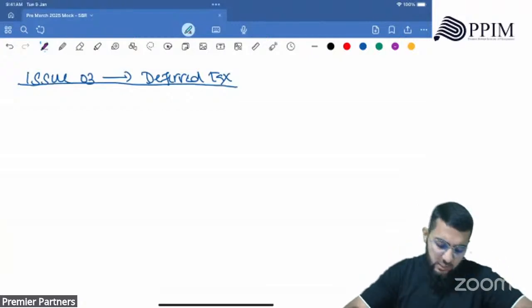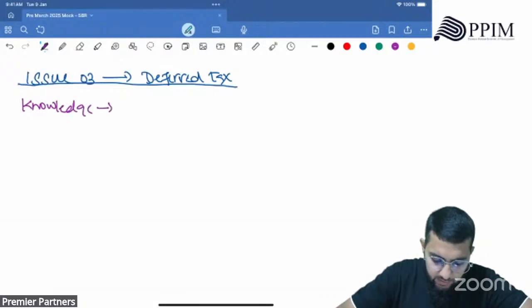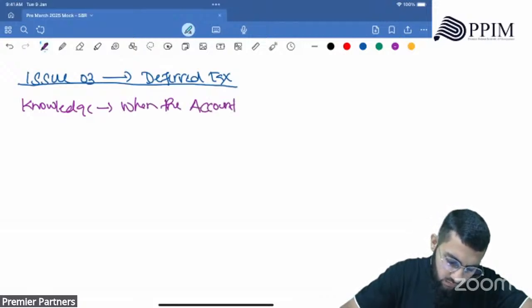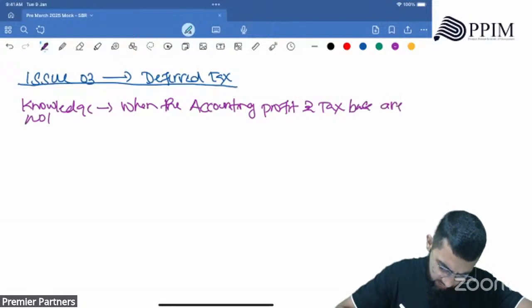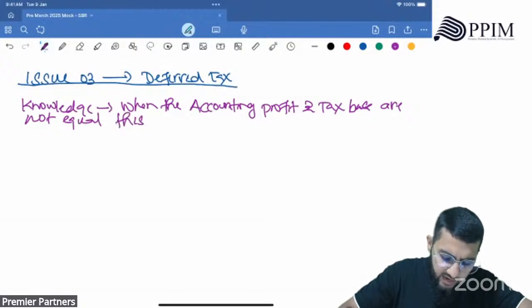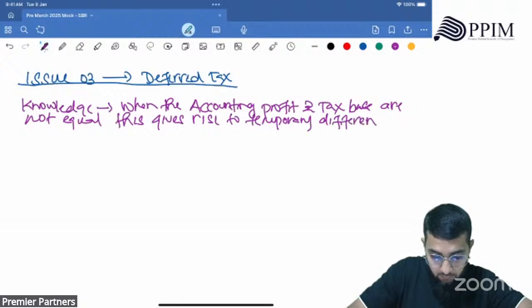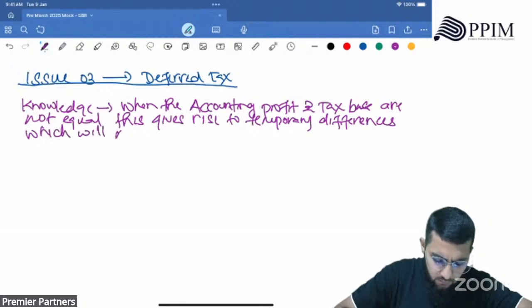Right. So the knowledge part that you bring in here: when the accounting profit and tax base are not equal, this gives rise to temporary differences, which will need deferred tax adjustment.